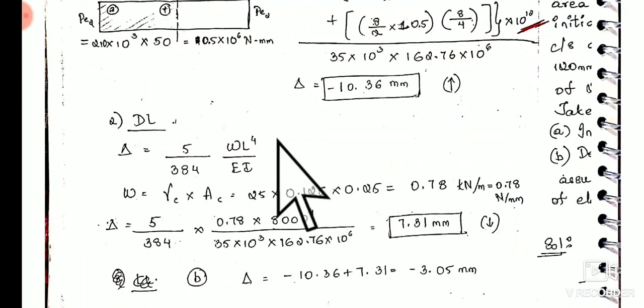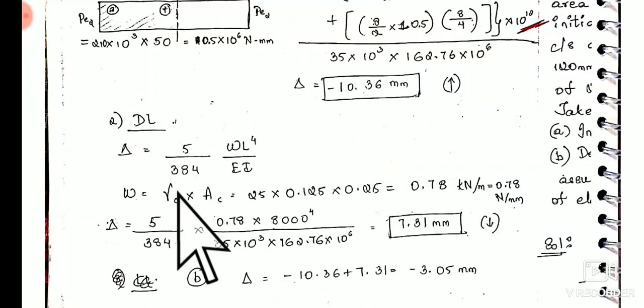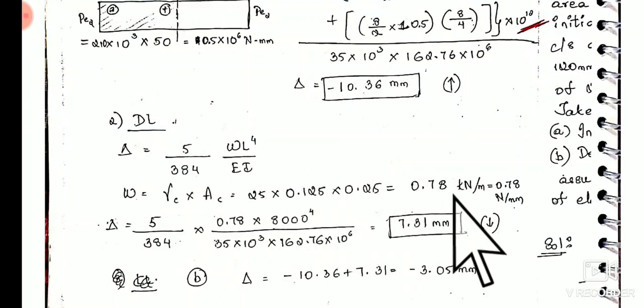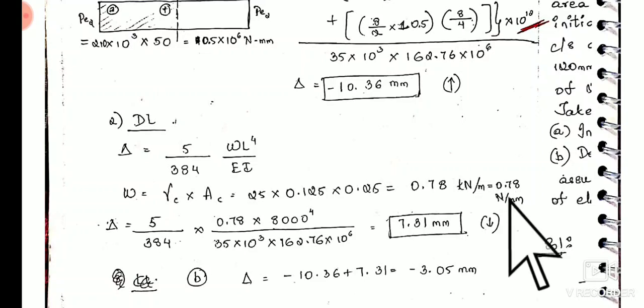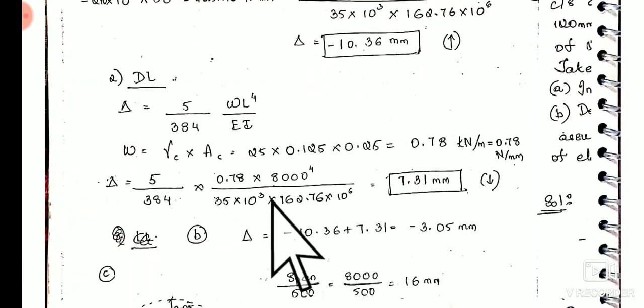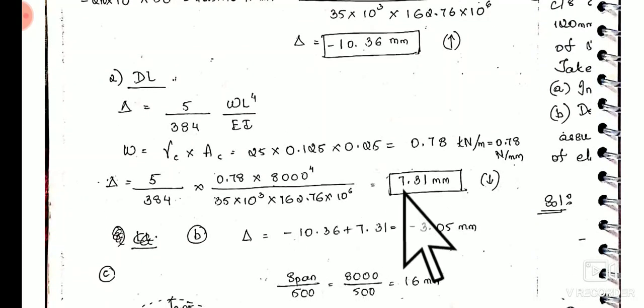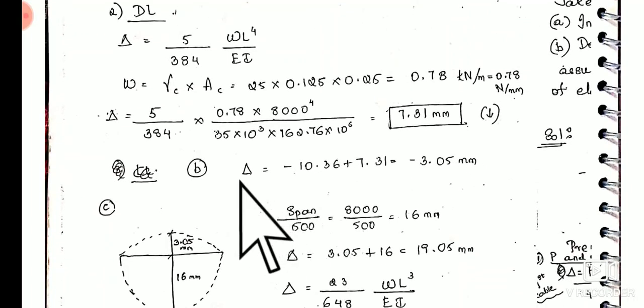Now we have to calculate the deflection due to dead load, intensity of the dead load, density into area of the concrete. We will get it as 0.78 Newton per millimeter. Substituting in this formula 5 by 384 WL raised to 4 by EI, we get the deflection due to dead load as 7.31 millimeter.